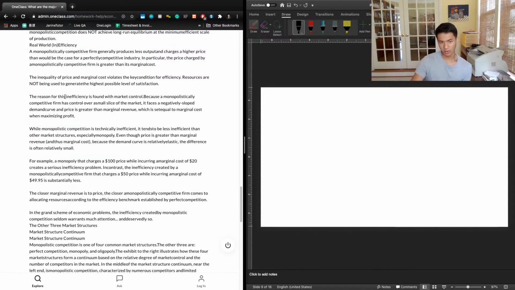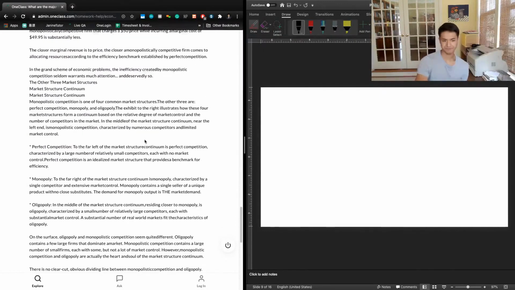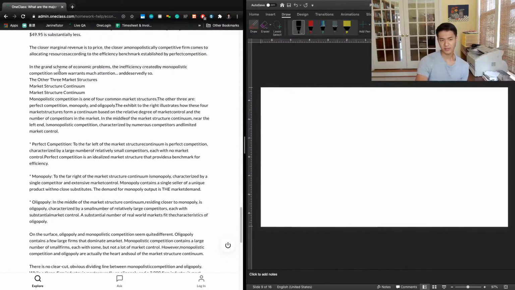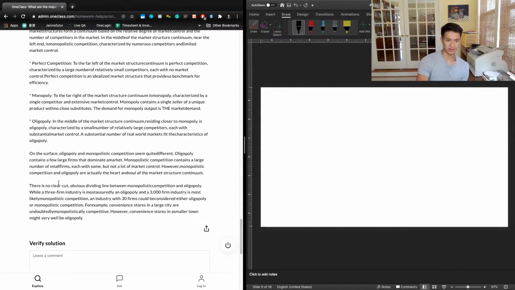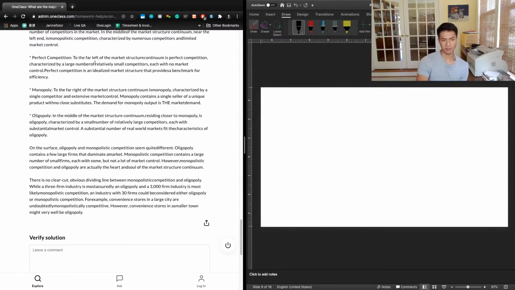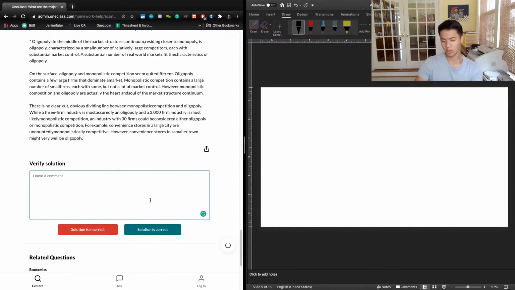This is all true. It talks about market control, and whenever you have market control, you have an inefficient outcome. And so then it talks about the other market structures, and we don't have to get into that too much, but basically perfect competition, monopoly, and oligopoly are the other three market structures.